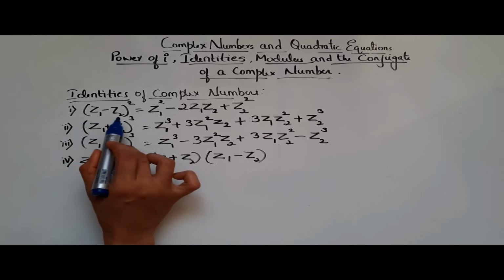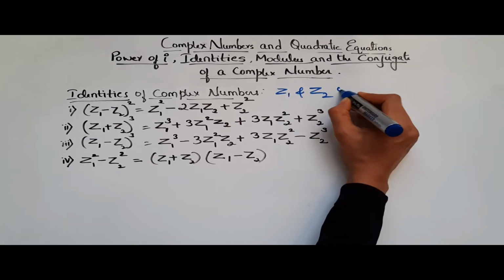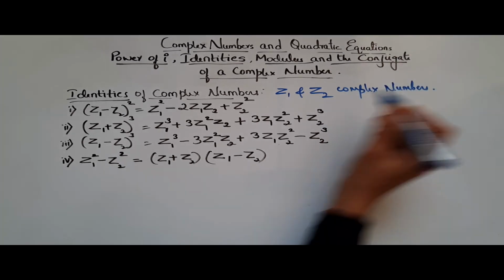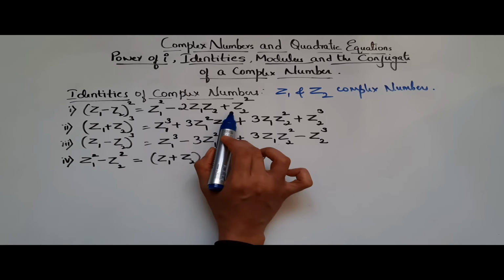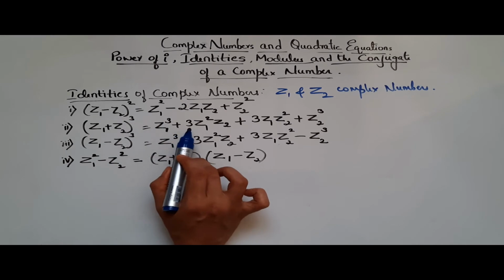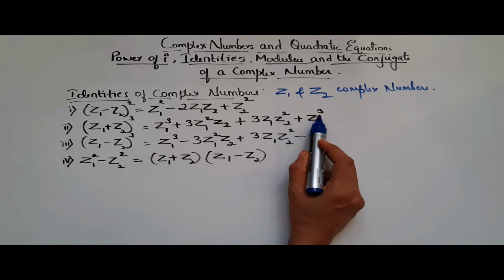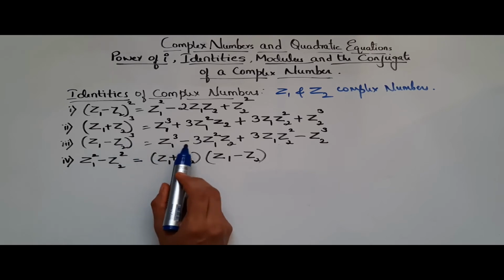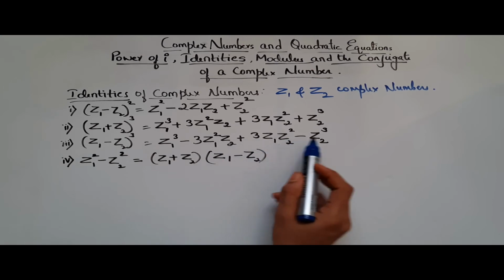So we have z1 minus z2 the whole square. z1 and z2 are complex numbers. z1 minus z2 the whole square is equal to z1 square minus 2 into z1 z2 plus z2 square. z1 plus z2 the whole cube is equal to z1 cube plus 3 into z1 square z2 plus 3 into z1 z2 square plus z2 cube. Similarly, z1 minus z2 the whole cube is equal to z1 cube minus 3 into z1 square z2 plus 3 into z1 z2 square minus z2 cube.